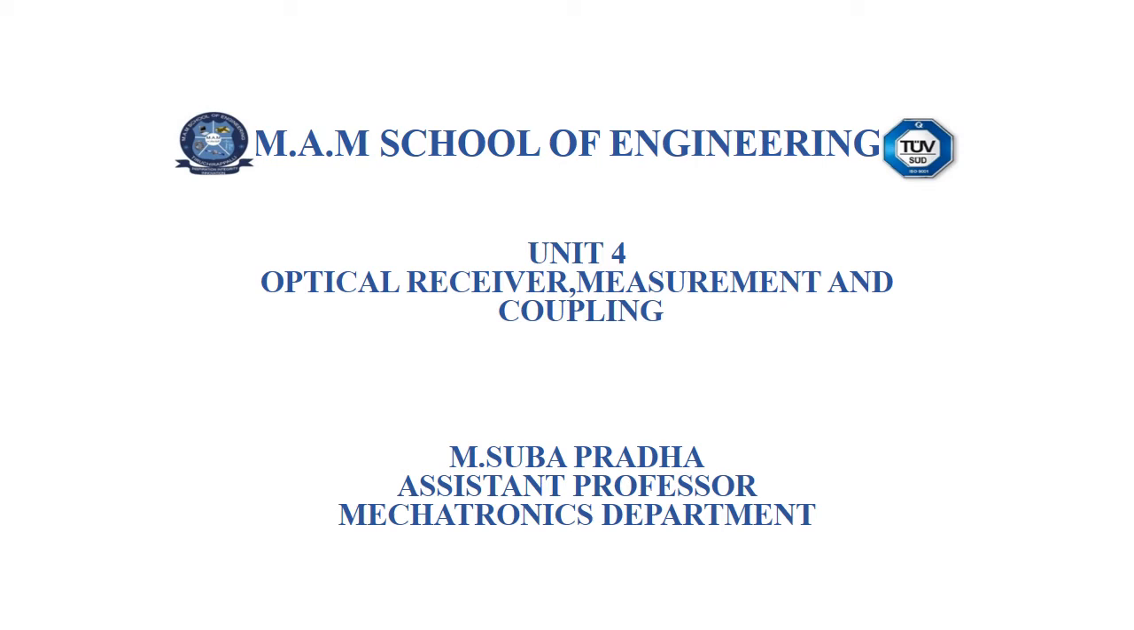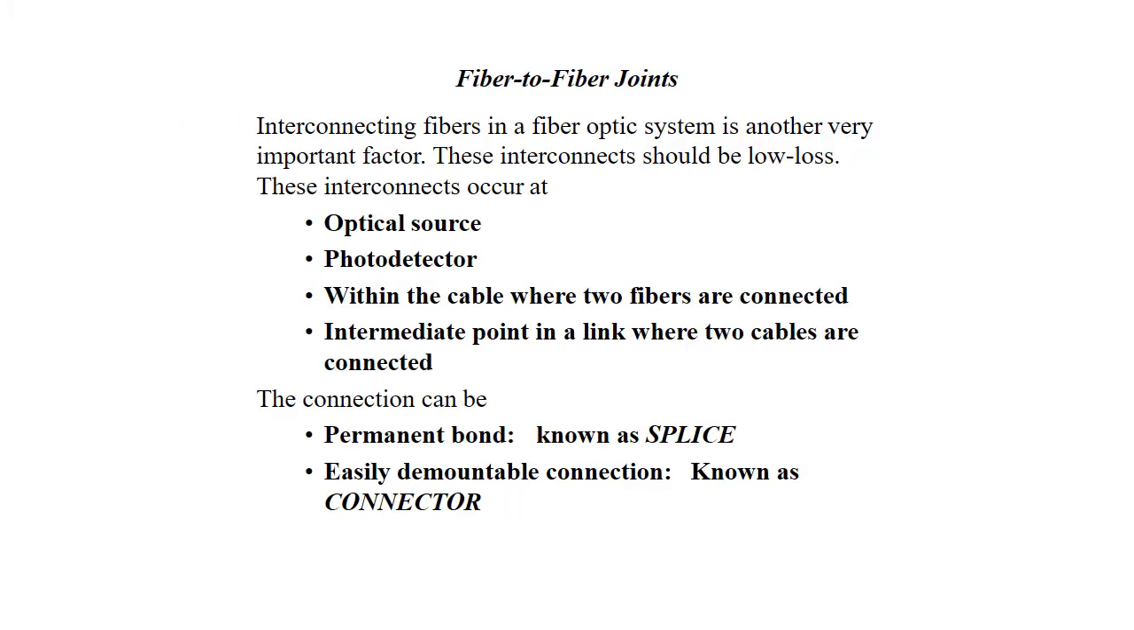Hi, here we are going to see about the continuation part of Unit 4. In this topic we are going to see about the fiber to fiber joints and their alignments. So first one is fiber to fiber joints.